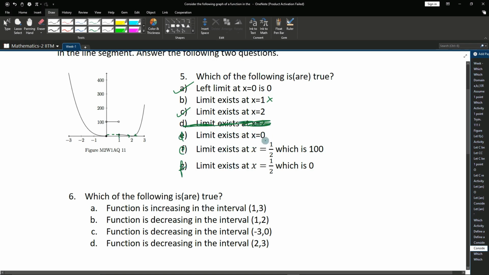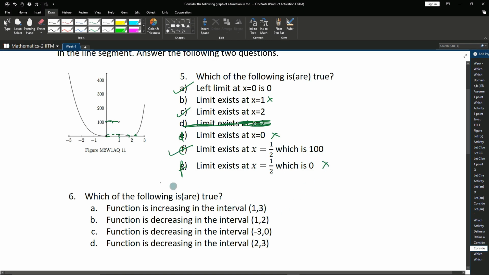The next option, the limit exists at 0. At 0, what is happening? Again, there is a variation between the left limit and right limit, so this does not hold good. What about the next one? The limit at x equal to 1 by 2. Again, the left limit as well as the right limit tends to the same function value, that is 100. So this option is correct. Is the limit at 1 by 2 equal to 0? No, it is not equal to 0, it is equal to 100. So this option is false.